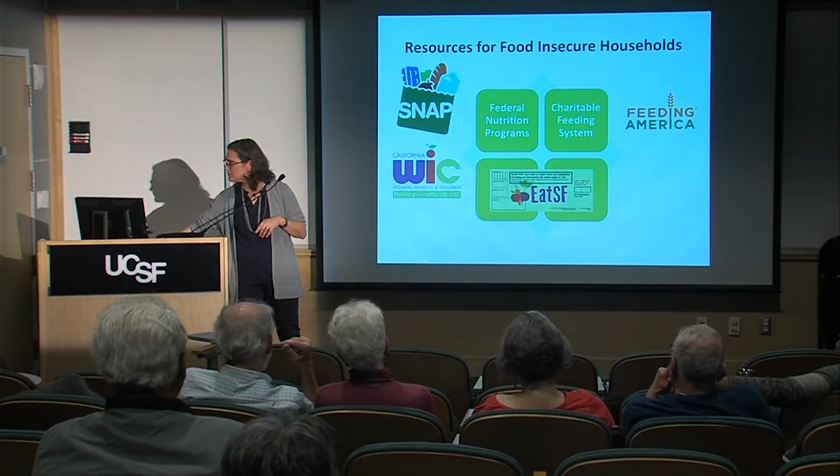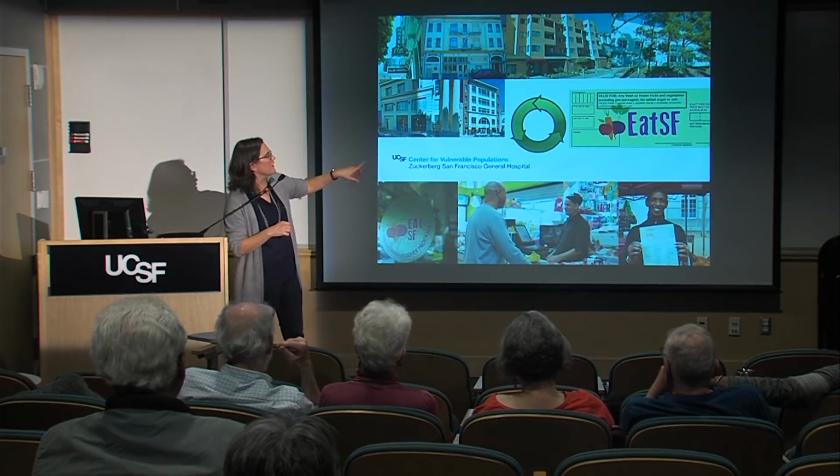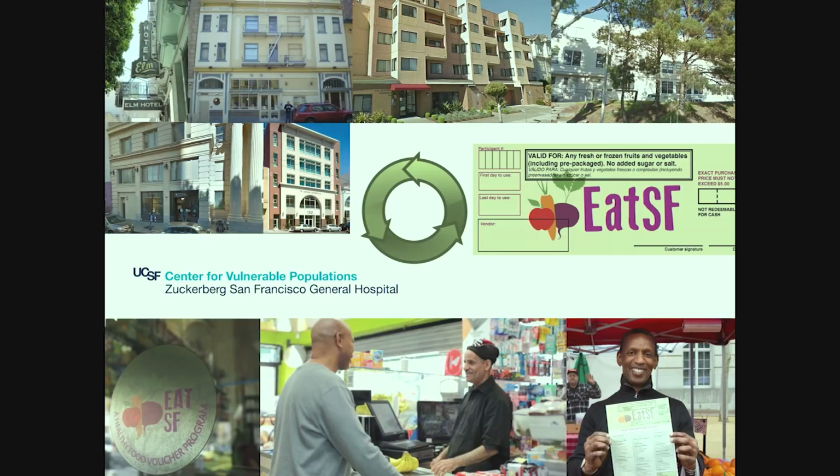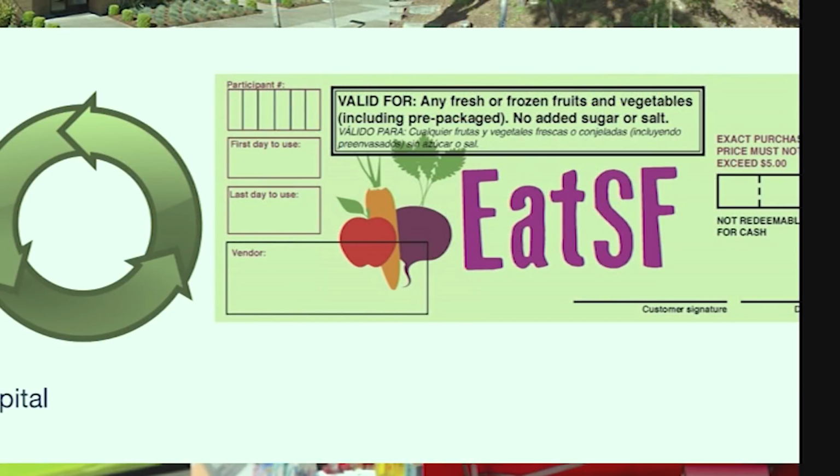This is one reason where you will see here that your EatSF vouchers are good for any fresh or frozen fruits and vegetables, including prepackaged. Because we want you to be able to shop in the store you usually shop at. We don't want you to have to change your store. We don't want you to have to do all this extra work. We want you to be able to eat fruits and vegetables the same way that a food secure household would. As long as it doesn't have added sugar or salt, you can buy it with your EatSF vouchers.